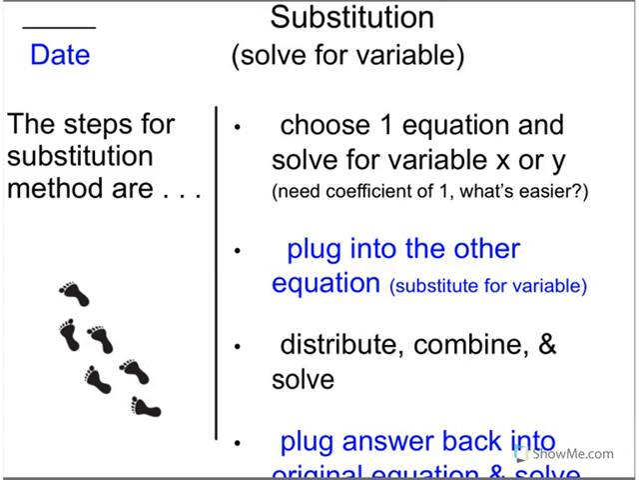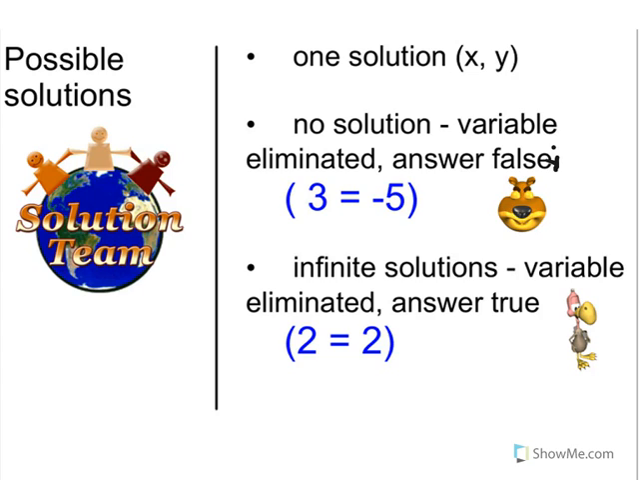So once you substitute it in, you'll distribute, combine like terms, and then solve the equation for the variable. Once you solve for that given variable, you'll plug that answer back into one of the two original equations and solve for the remaining variable. Remember that there are three types of solutions that we can end up with: one solution, no solution, and infinite solutions.